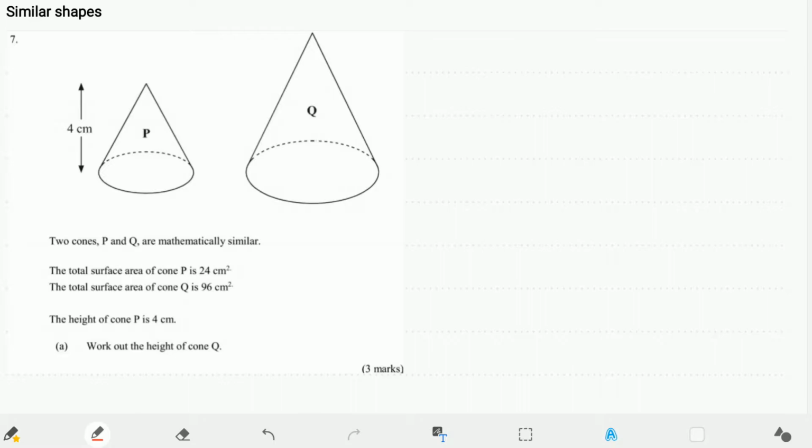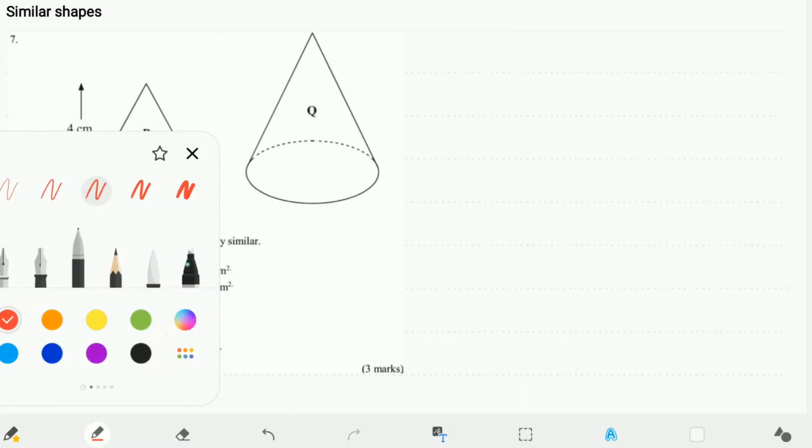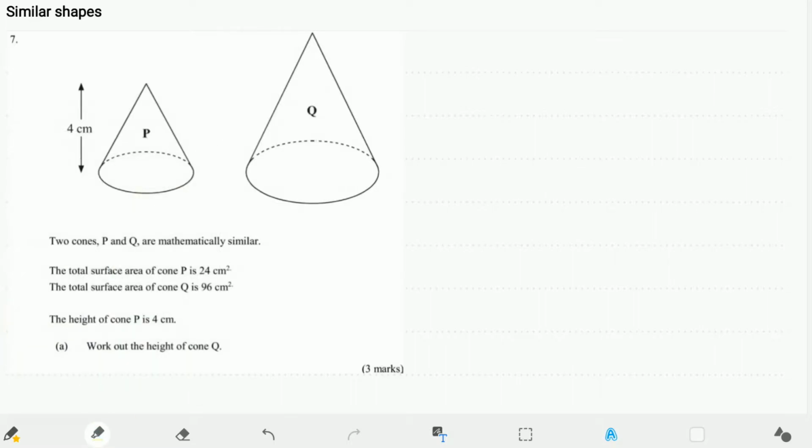So we haven't done many geometry questions. So what I'll try and do for this question is not only highlight the important parts, but also draw out the important parts, and you'll see what I mean in a second. Okay, so here we have two cones, P and Q, that are mathematically similar. And what that means is that all their lengths will be in ratio to each other. All their widths, all their heights, all dimensions will basically be in a ratio to each other.